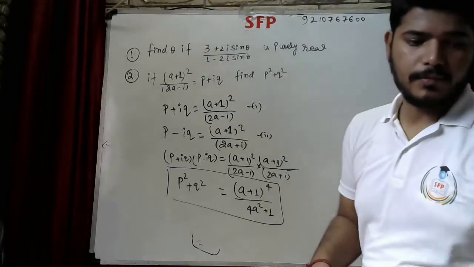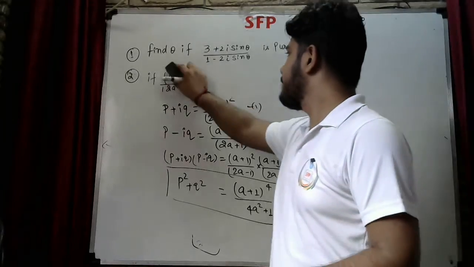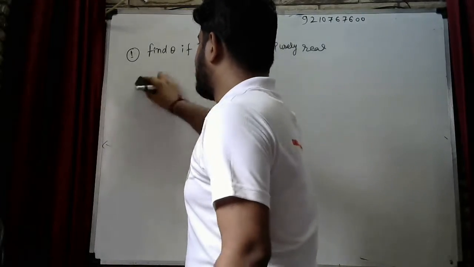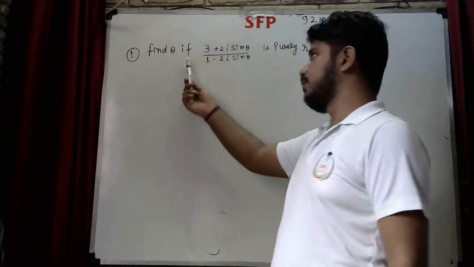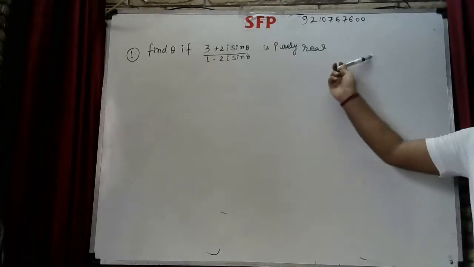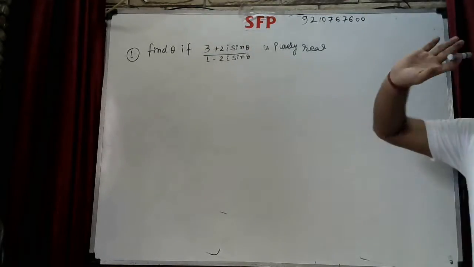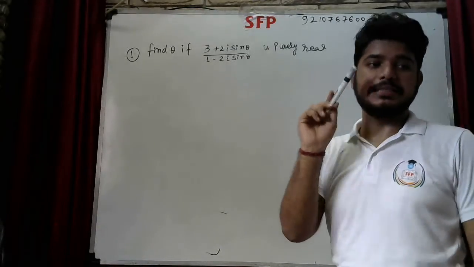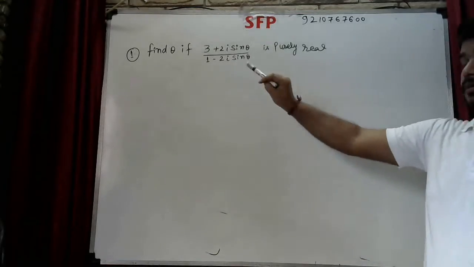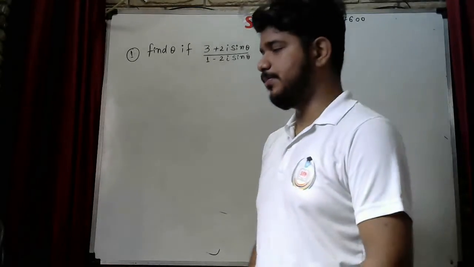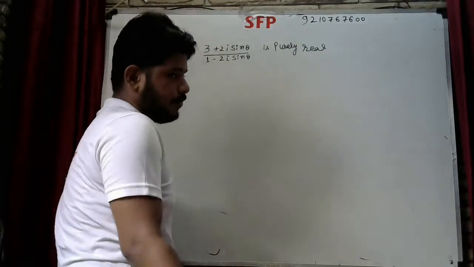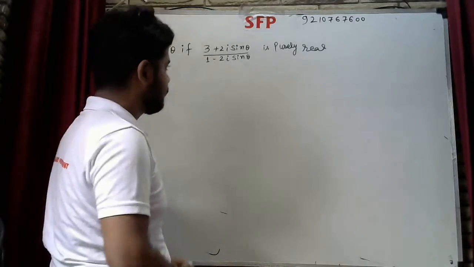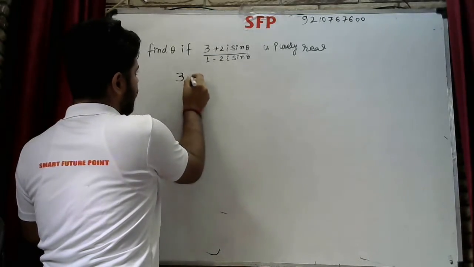Now, for the next question, it is given: find theta. We have to find the value of theta if this whole given number is purely real. What is purely real? Purely real means if we represent this data as a plus iota b, then b should be 0. It means the imaginary part should be 0. So let's first represent this in the form of a plus iota b. How to represent? Just rationalize this.